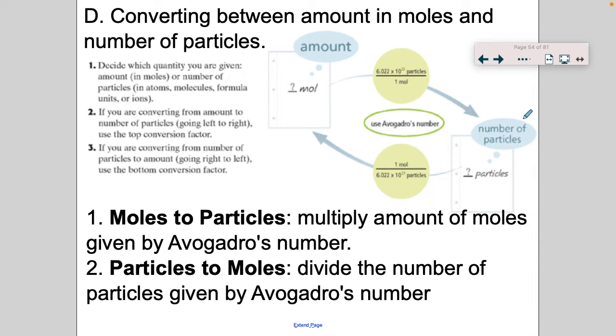Okay, so we can also go to the other side, converting between moles and number of particles, and this is where we're going to use Avogadro's number. I got a feeling on the worksheet there's going to be 2-step conversions. Yep, definitely. Perhaps 3. So if you want to go from moles to particles, you multiply the amount of moles by Avogadro's number, and if you're going from particles to moles, you divide by Avogadro's number.